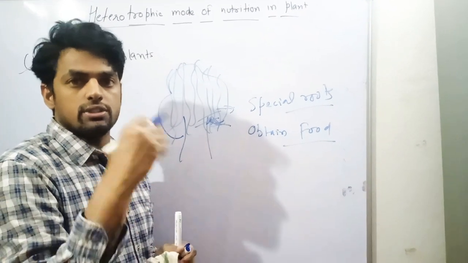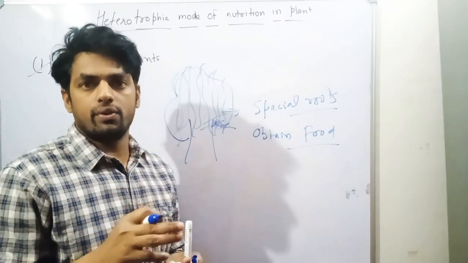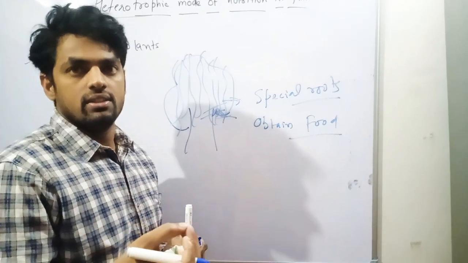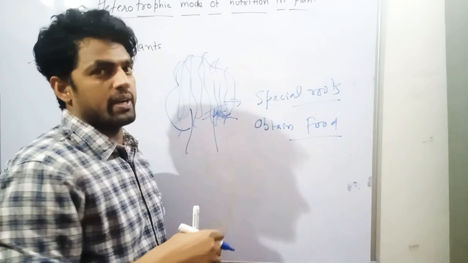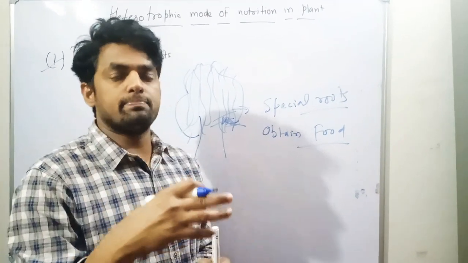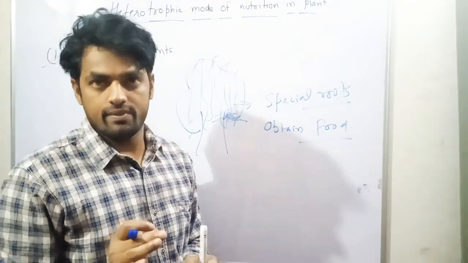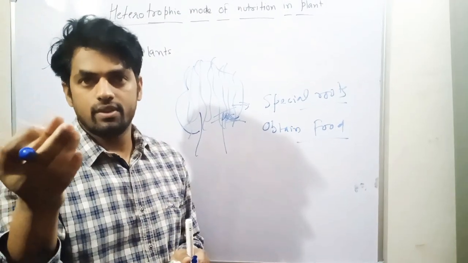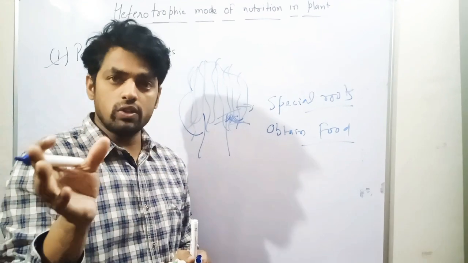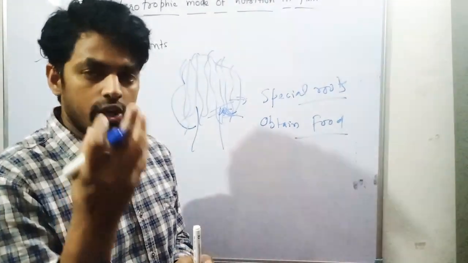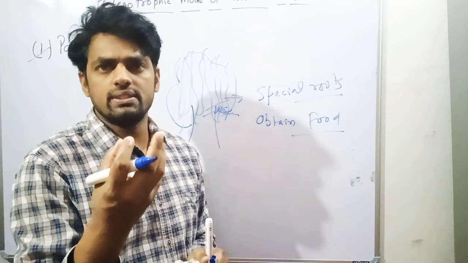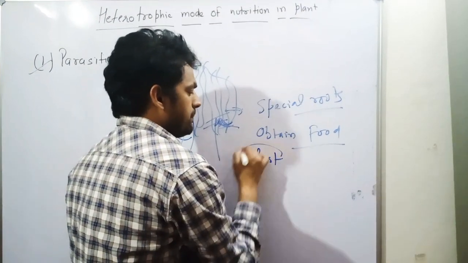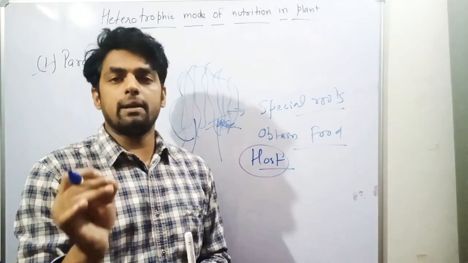There are also some plants that prepare their food, but in order to obtain water and minerals, they depend upon that kind of plant, and that kind of plant is known as a partial parasitic plant. You must have seen a small plant growing on a mango tree. They are green, but in order to get water and some minerals, they depend upon that host plant, and that plant is known as a partial parasitic plant.